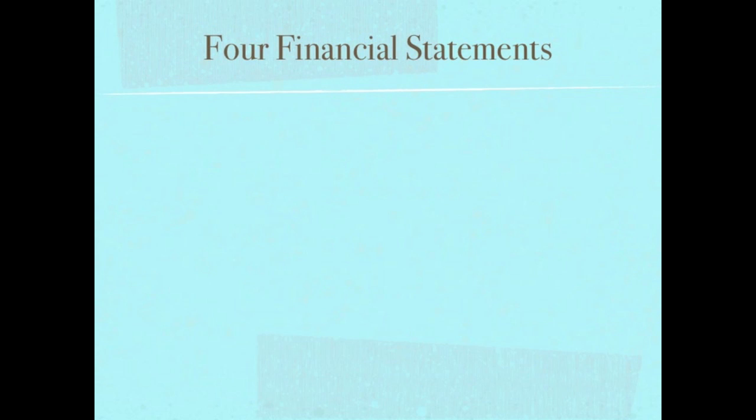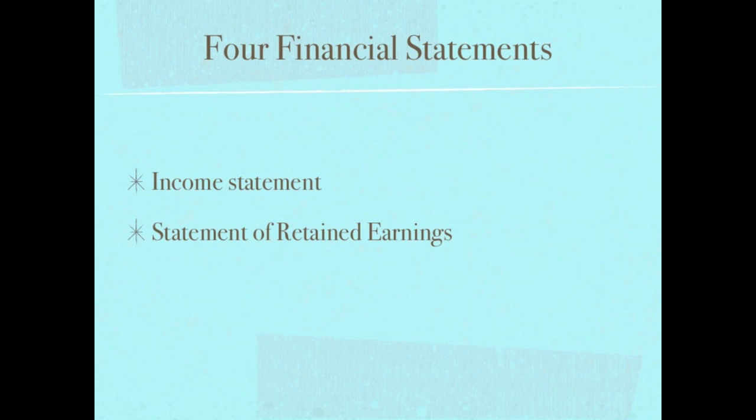There are 4 financial statements. The first statement that you need to prepare is an income statement. The income statement will show us what our revenues and our expenses are, and then from those 2 numbers we'll be able to calculate what's called net income. The second statement that we'll be preparing will be the statement of retained earnings. This statement simply shows us what the change in our retained earnings are for a period of time.